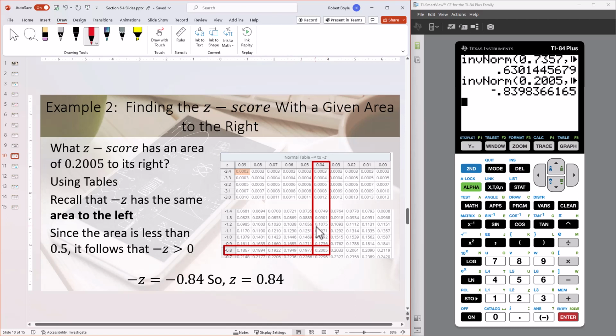Find 0.2005, which would happen to be here. And once again, remember, this is monotonically increasing, so you just keep on going up the scale until you get to where you need to be. Then this is the 10th place. That is the 100th place. Now remember, since this is the z-score for the area to the left, the z-score for the area to the right is going to be the negative value, which will be this.